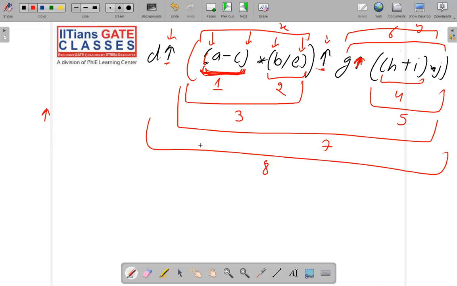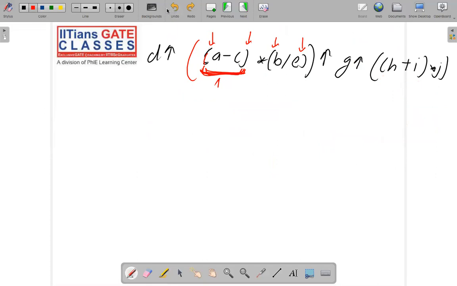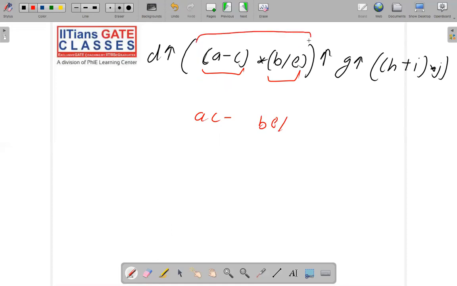So if we try to convert it into postfix by removing the braces, let me go back if I can. Okay, let's try to convert it into postfix. I have removed the marking so that you can keep track without marking. Okay, let's start. We know that this is the first one, so the postfix will be AC minus. This is the second one. Sorry, I am writing in prefix again. So it is AC minus BE divide.